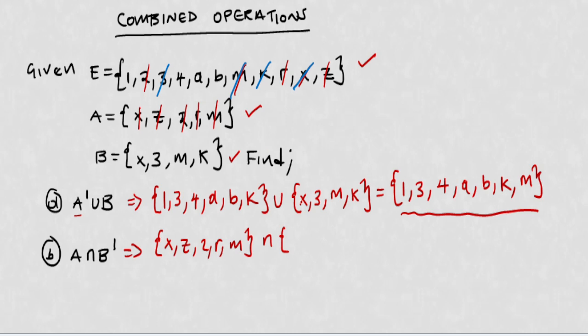So we're going to start. B complement will have 1, 2, 4. Then I go to the letters. So A, B, then R, Z. Okay, that is what we have.